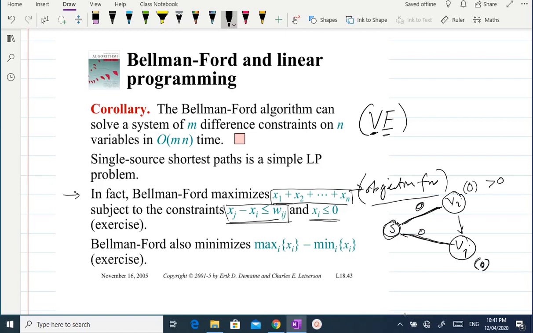Because of this very reason, the shortest path values will be either 0 or a negative number. So keep that in mind.